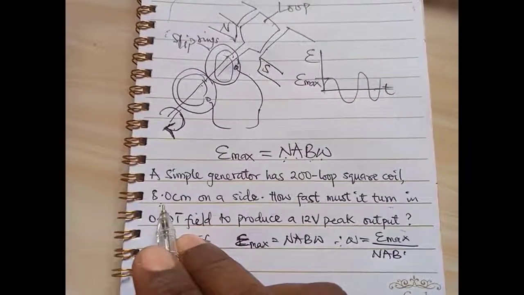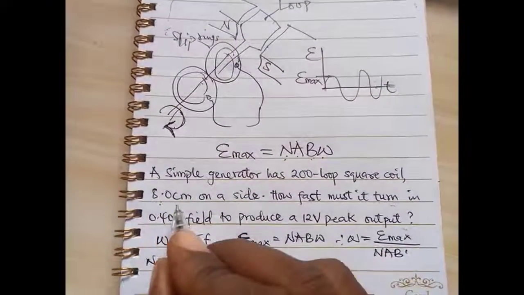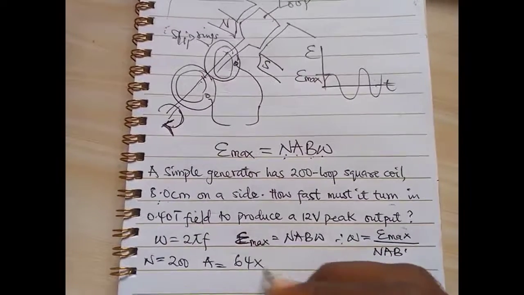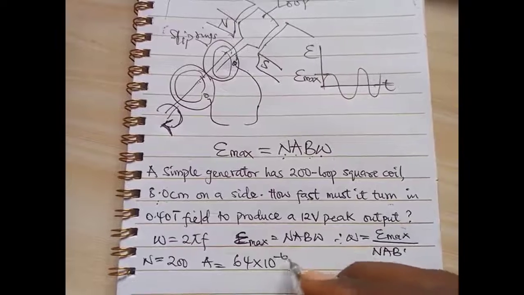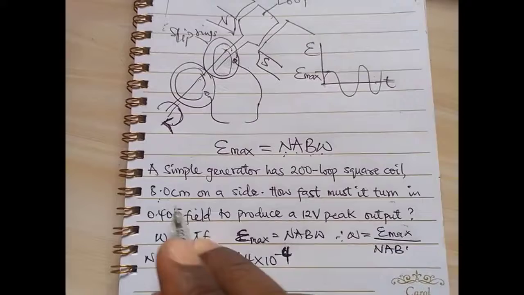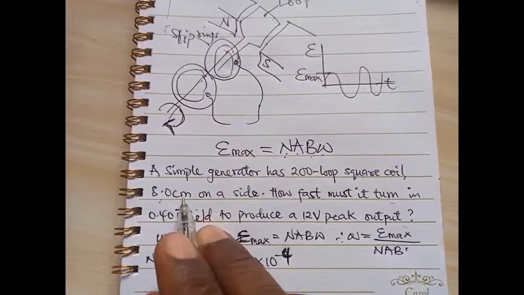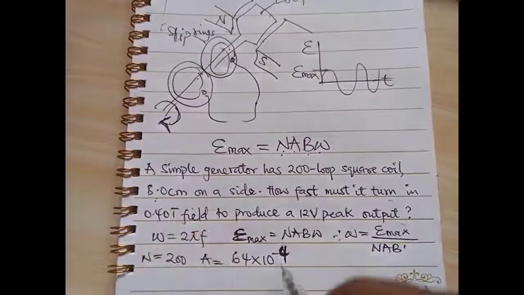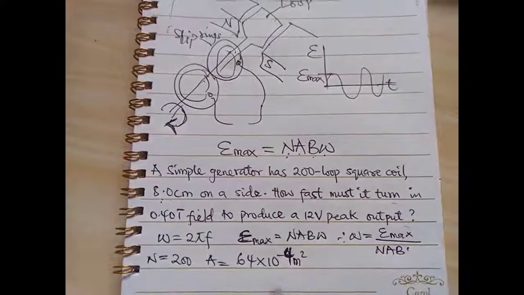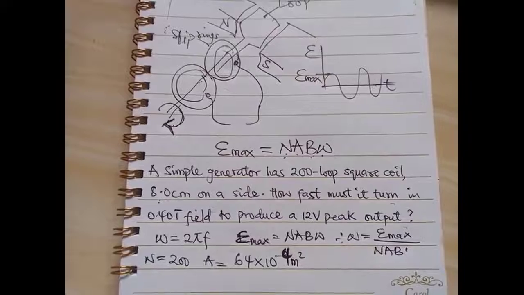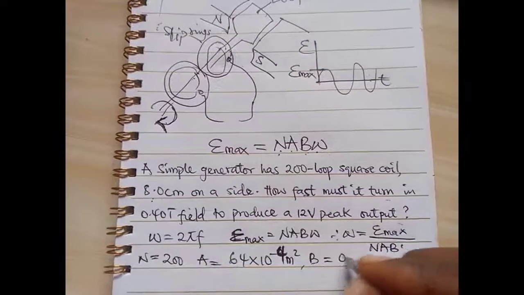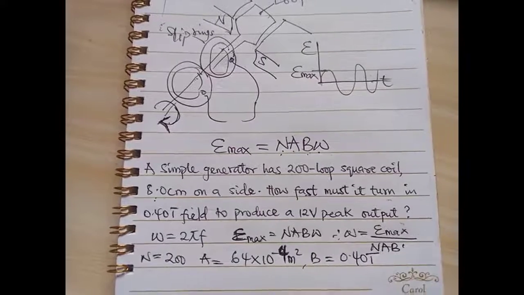8 squared is 64, and if we convert to meters, we have 64 times 10 raised to the power minus 4. Because it's supposed to be times 10 raised to the power minus 2 if we convert to meters, but since we're squaring, it becomes times 10 raised to the power minus 4 meter squared. That's what we have here now. So we still have that our B is 0.40 Tesla.